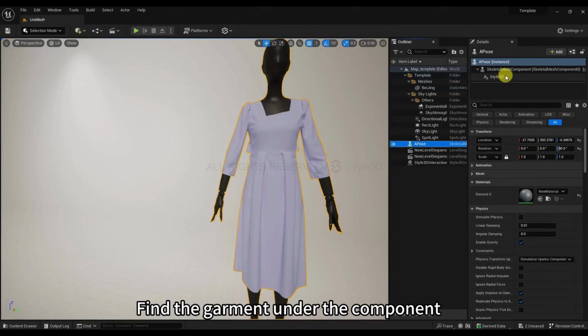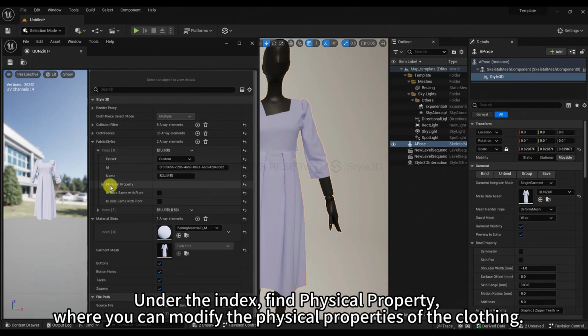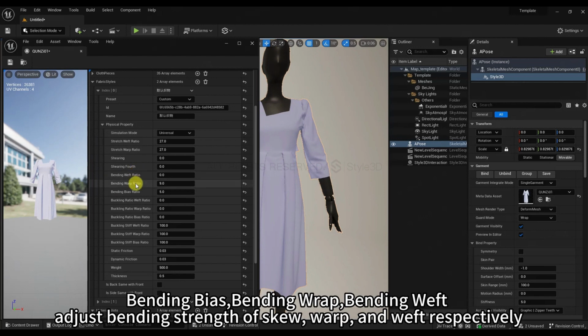Find the garment under the component. In the new window, find Fabric Styles. Open it to see the index of different fabrics. Under the index, find Physical Property, where you can modify the physical properties of the clothing.